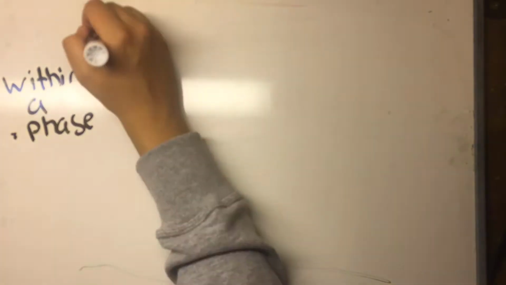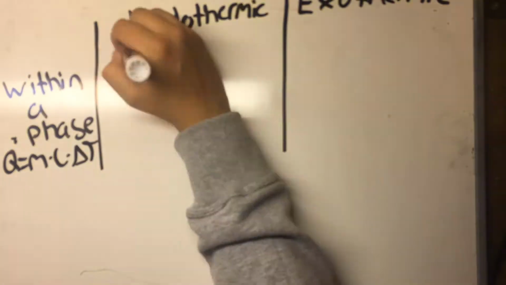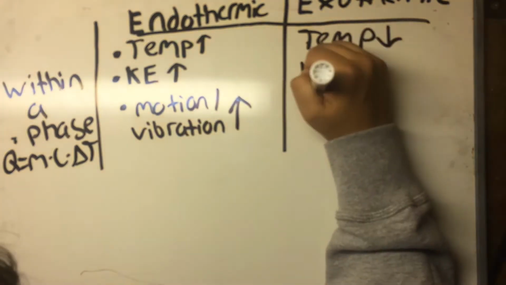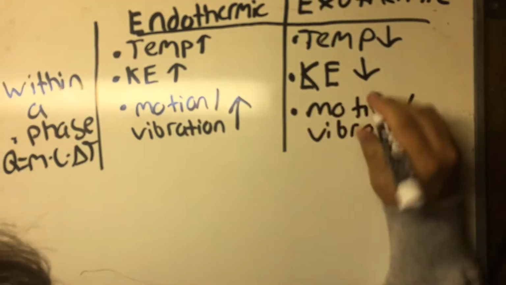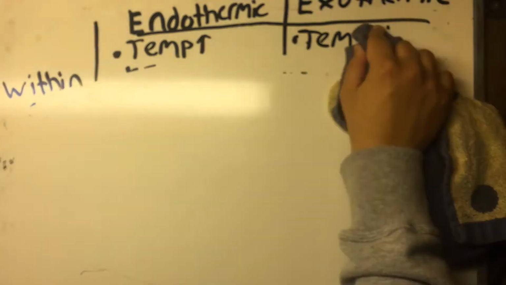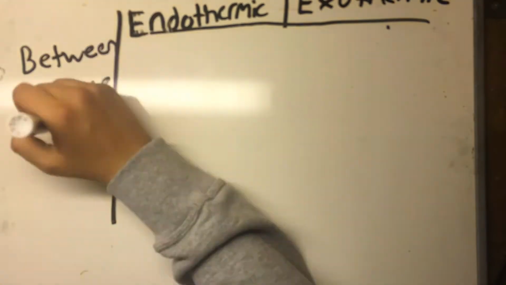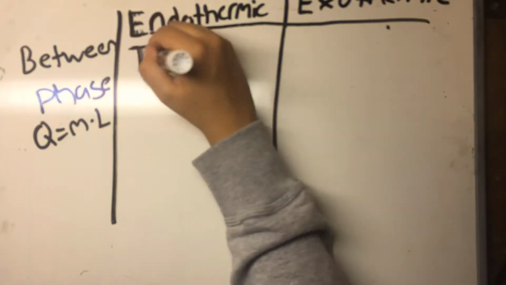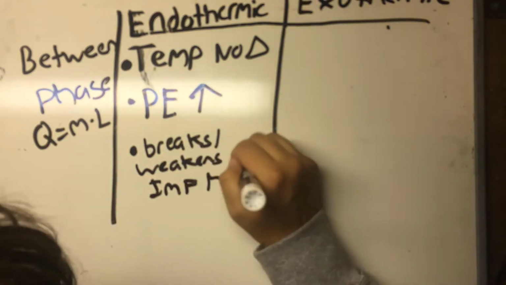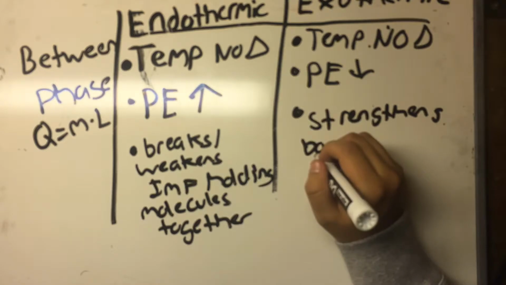Now there are two different ways heat is transferred. One is endothermic and the other is exothermic. Within a phase, in endothermic, temperature goes up, potential energy goes up, and motion and vibration go up, while in exothermic, temperature goes down, potential goes down, and motion and vibration go down. Between phases, such as melting, it's different. Temperature does not change. Potential energy, however, increases, and this breaks IMFs holding molecules together.